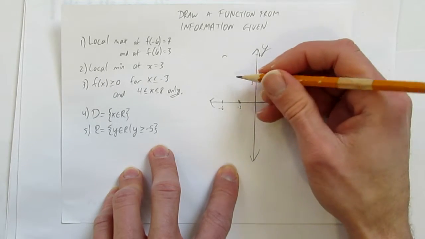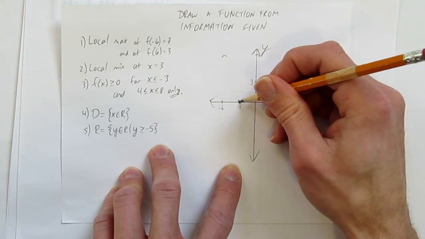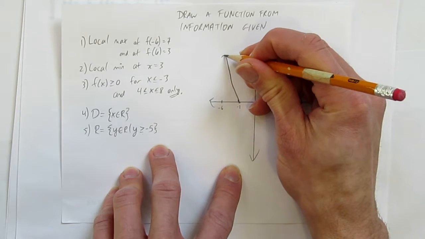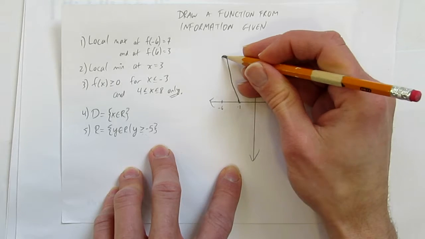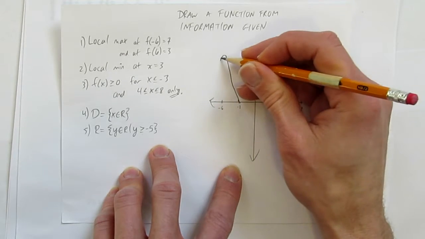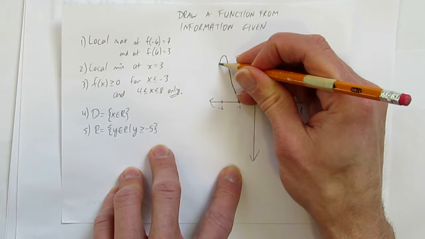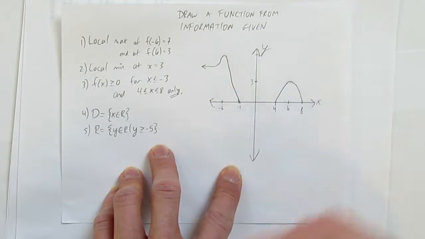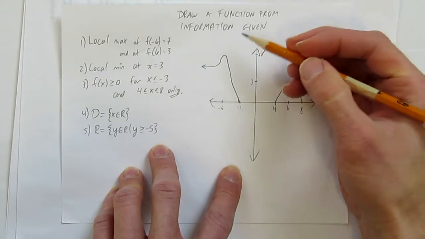Okay, so after negative 3 I've got to come back up positive. But I've got a local max out here. And I've got to make sure I don't put just a down arrow, because then it would dip down below this x-axis at some point. So I'm going to show the reader this is going to go off to the side perfectly horizontal. And now I've got this situation.